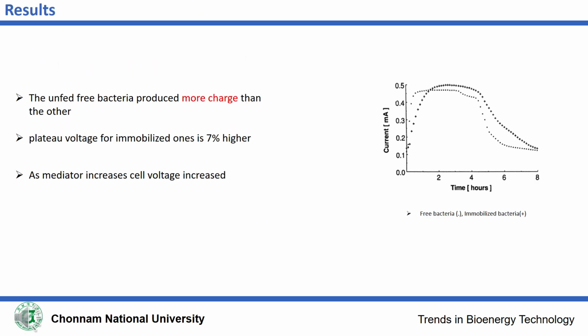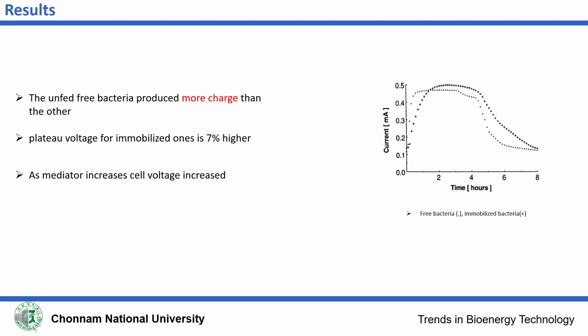Results. Out of the 4 cells, in anodes of the 2 cells, bacteria were immobilized and in the other 2 dry mass of free bacteria was present. One cell of each type was fed with glucose and the other was not. As the mediator ratio increases, current increases, and when it lowers, voltage also lowers, stabilizing the current at the plateau value.